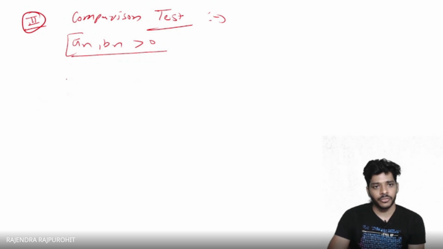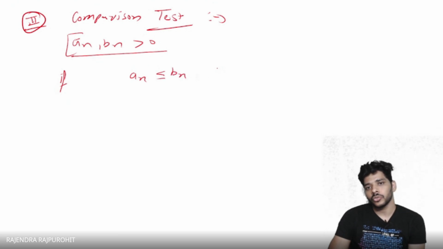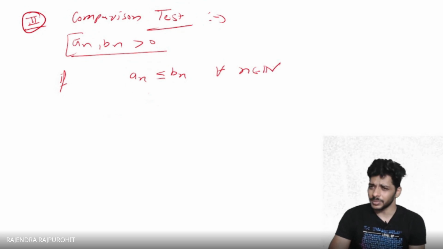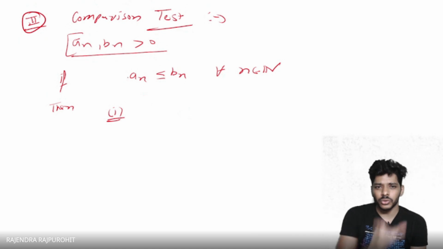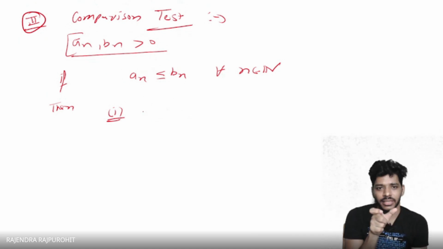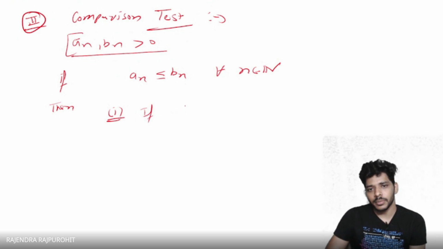If An is less than or equal to Bn for all n belonging to N, you can leave some finite terms because finite terms don't matter in a series. Then, first, you just simply apply the sum here and the sum here. If summation Bn is convergent, it implies summation An is convergent.